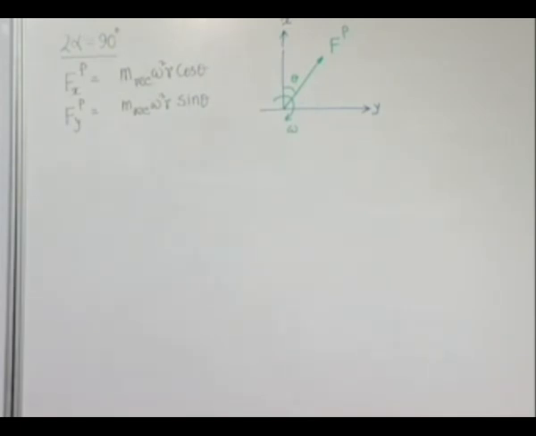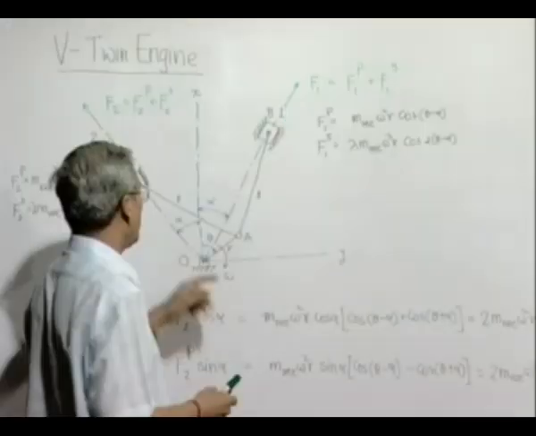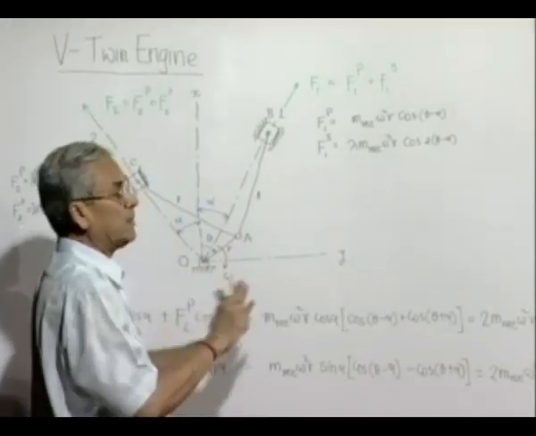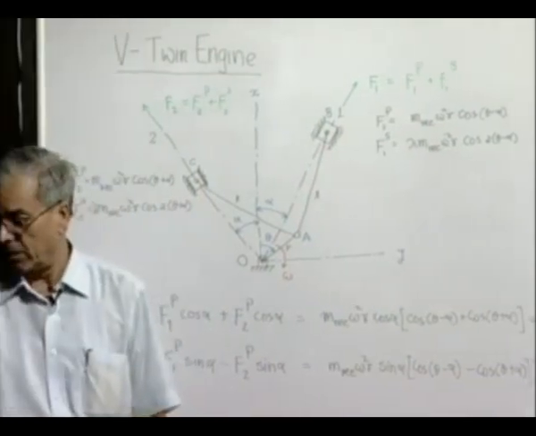So, since the unbalanced force is represented by a rotating force, it is very easy to balance it by putting a counterweight in case of 90 degree V twin engine. So, at least the primary is completely taken care of.